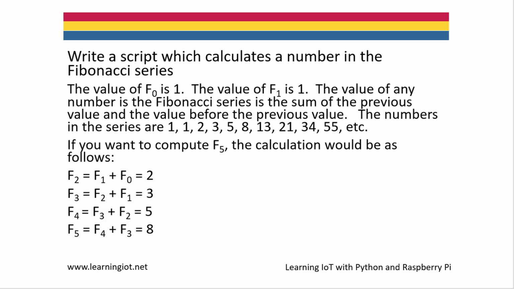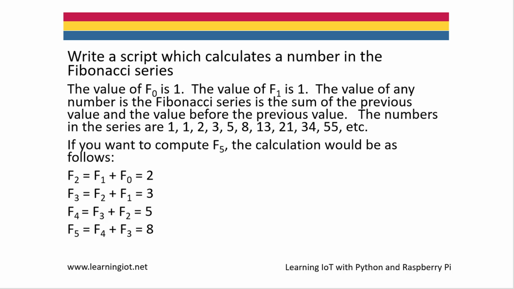The value of each number in the Fibonacci series is the sum of the previous value and the value before the previous value. The numbers in the series are thus 1, 1, 2, 3, 5, 8, 13, 21, 34, 55. If you wanted to compute the value of f5, you would first compute the value of f2, which is equal to f1 plus f0. That's 1 plus 1, that's equal to 2.